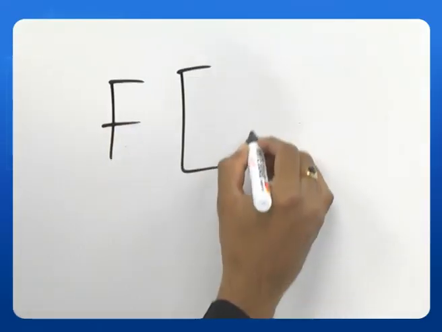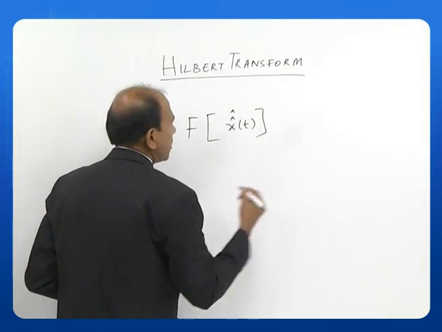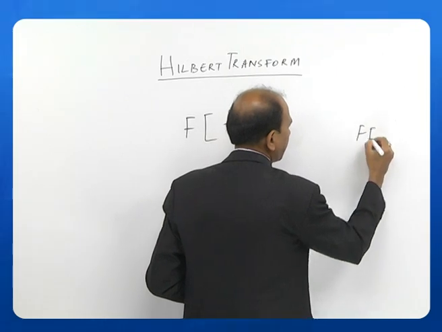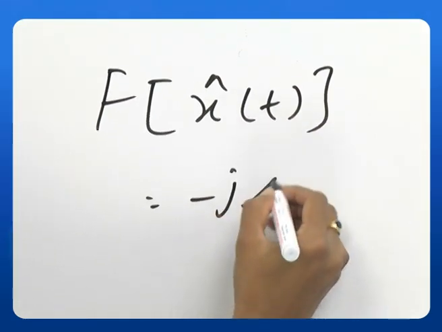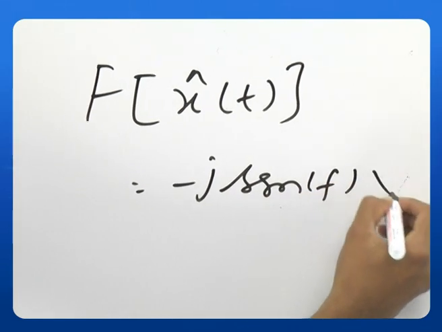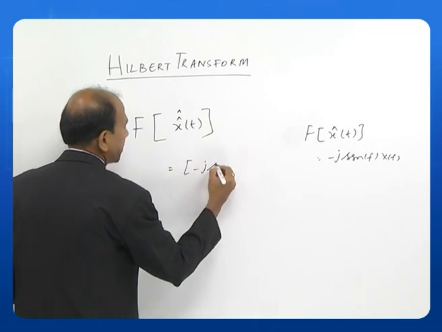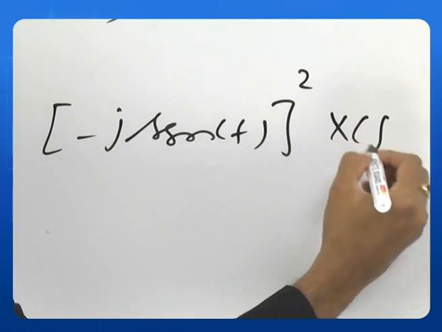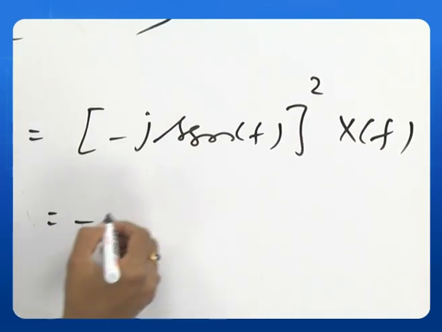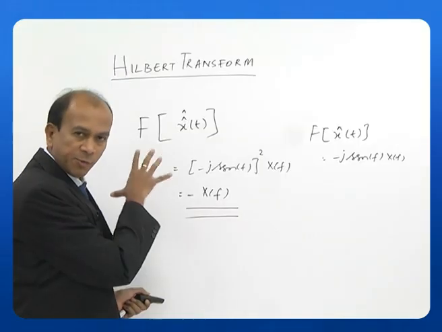We are calculating the Fourier transform of x cap of t. We know that it is equal to minus j signum of f X of f, isn't it? So this will be a multiplication of minus j signum of f whole square X of f. So this is equal to minus X of f. So this is proved.